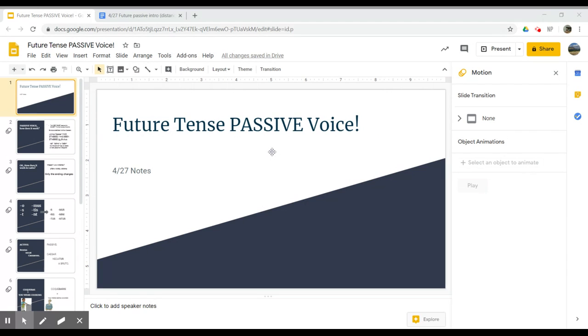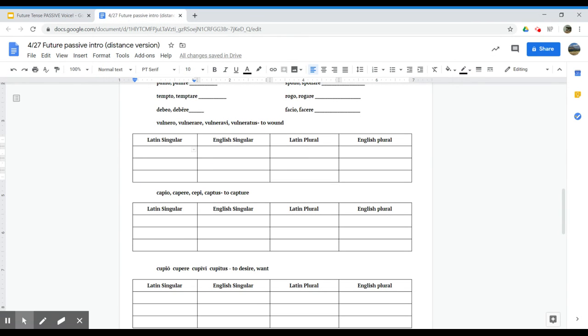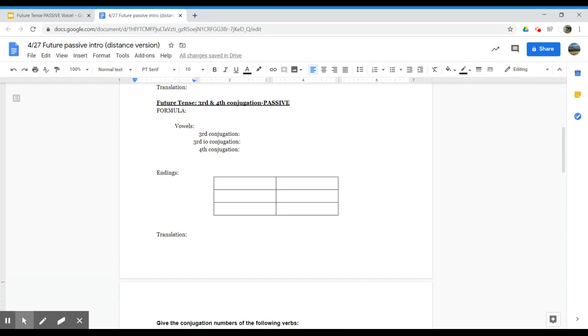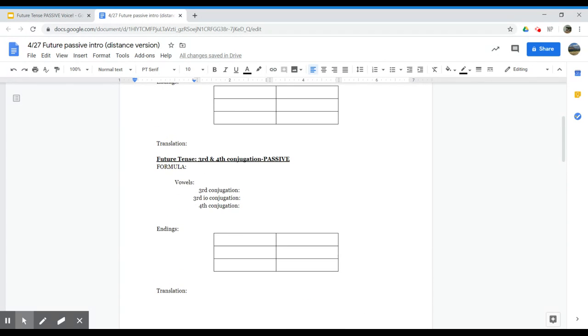Last week we went over the present and imperfect forms of the passive voice, and today we're going to add to our knowledge by learning about the future tense for the passive voice. As I go through these first few slides, I'd like you guys to follow along on this worksheet. Take your notes so you have them handy. They're going to be useful from here on out.